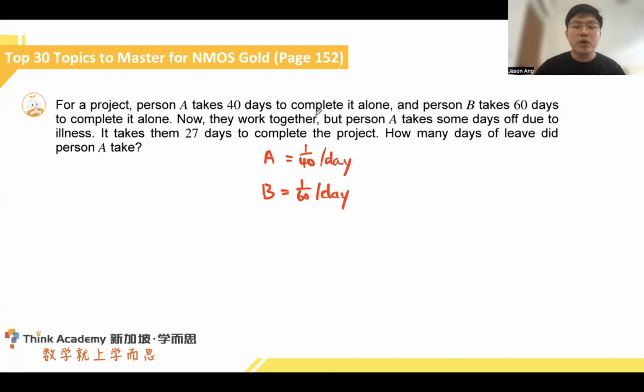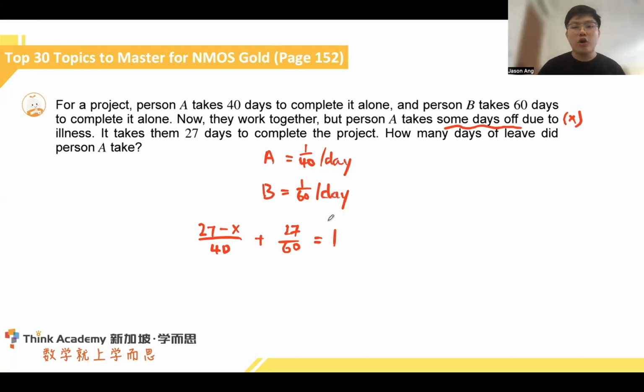Now, remember, they work together, but at a certain point of time, A takes some days off. They didn't mention anything about any changes about B. We know that B did the full 27. But how many days off did A take? We will consider this as X. So this means that we can form a very simple equation. The amount of work done by A would be 27 minus X, using the rates of A. But for B, who worked the full 27, we can just write 27 over 60. And this would result in 1 complete work done.